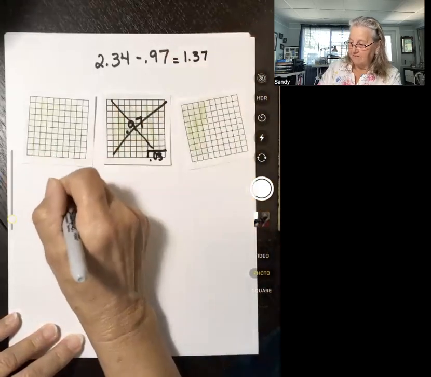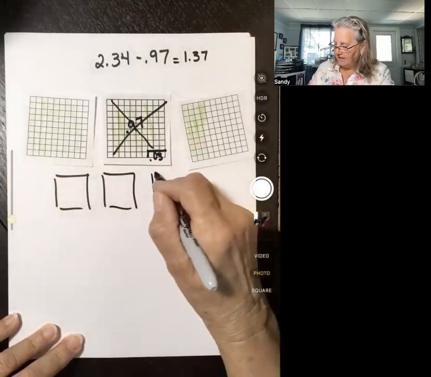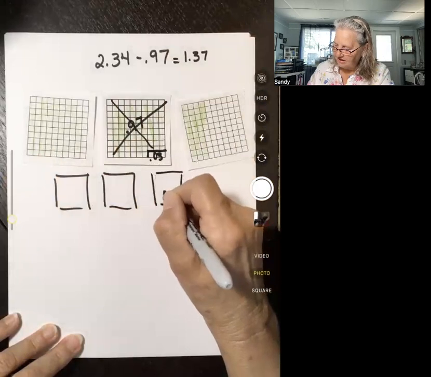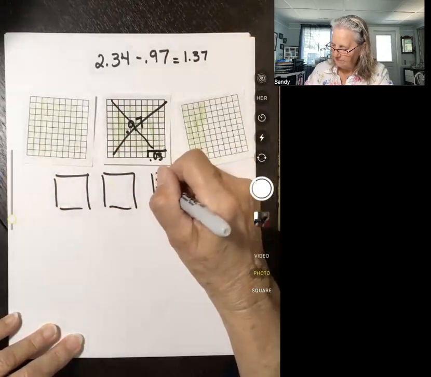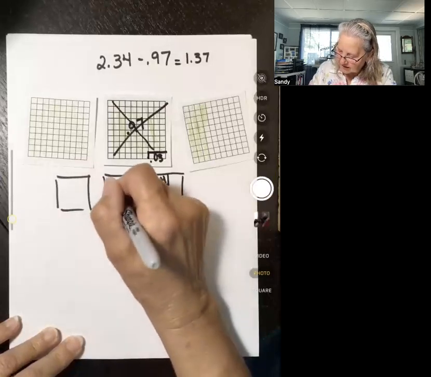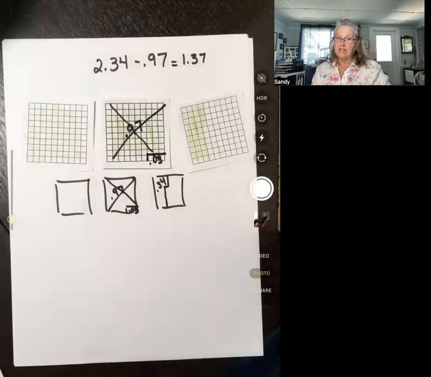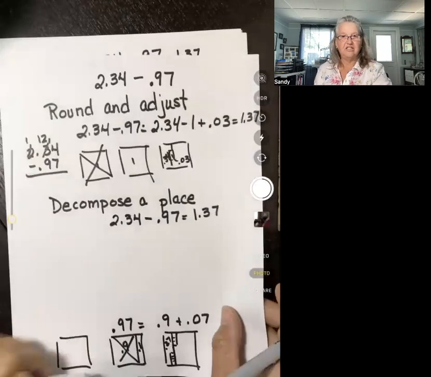My picture, here were my 2 wholes. Here's that part I shade in, that's the 3400ths. But how did I decompose this one? 300ths and 9700ths, and cross that out. So decompose a whole, decompose a place, they would have heard earlier, which we're still doing if we think in terms of 9/10 and 700ths. We can decompose a place, but decompose the whole and round and adjust are 2 of those key strategies.